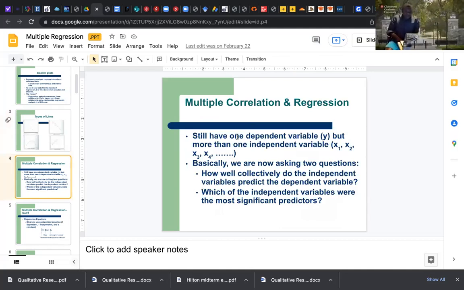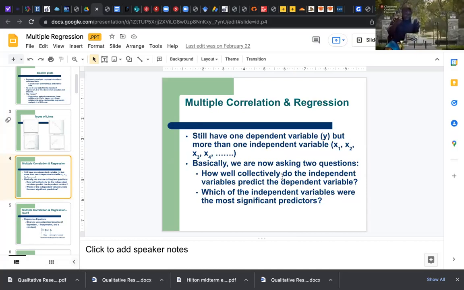Still, you have one dependent variable and more than one independent variable. That is multiple regression. So basically, you are asking two questions. How well do the independent variables predict the dependent variable? That's the first question you answer in a regression model. And then, which of the independent variables are the most significant predictors?